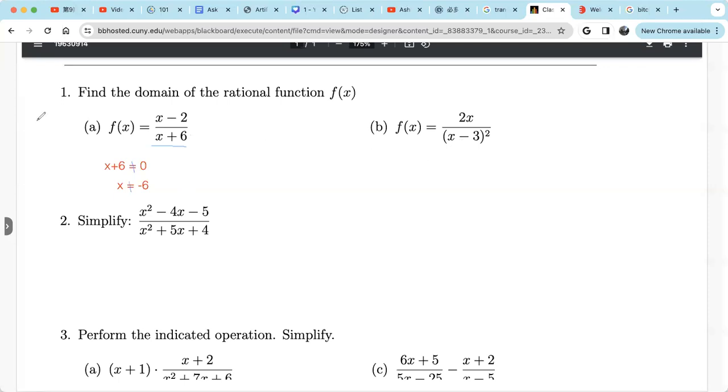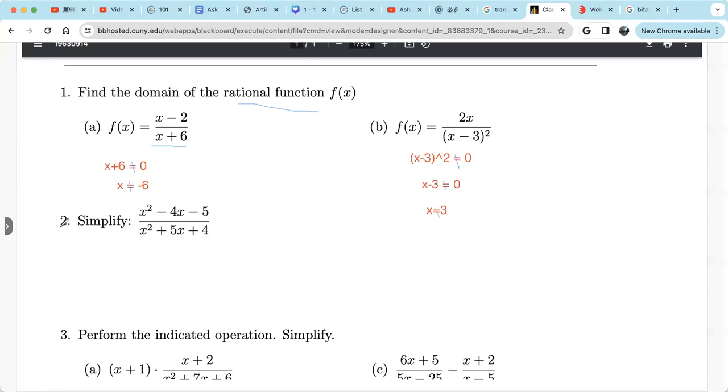For this one, the denominator is x minus 3 squared, right? That cannot be 0, which means x minus 3 cannot be 0, which means x cannot be 3. So that's the domain. Not equal to. All right. So for rational functions, we consider the denominator cannot be 0.